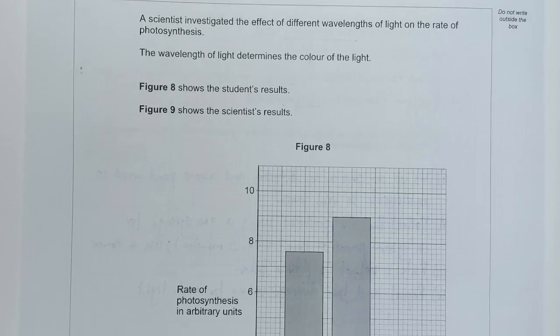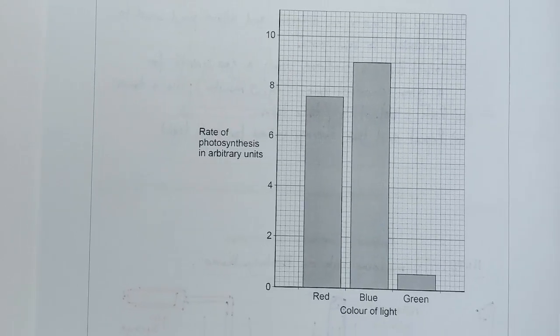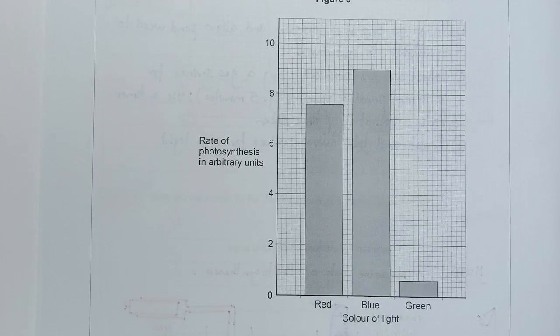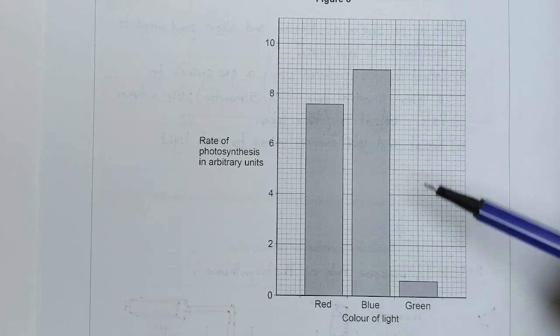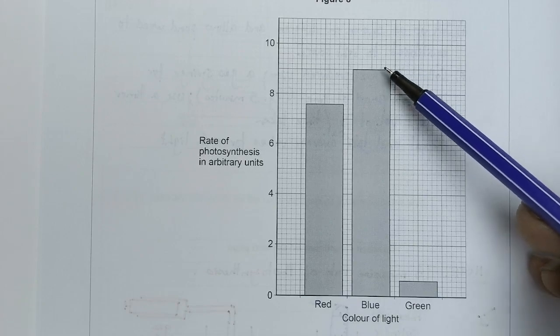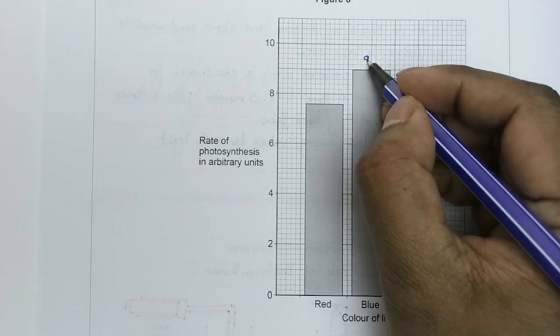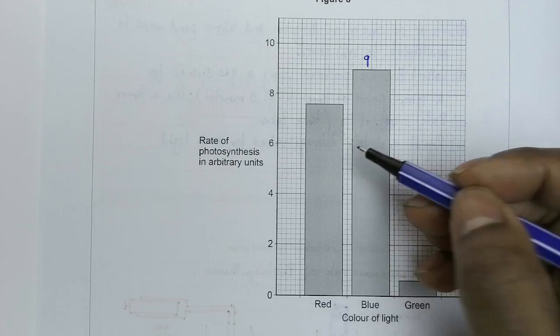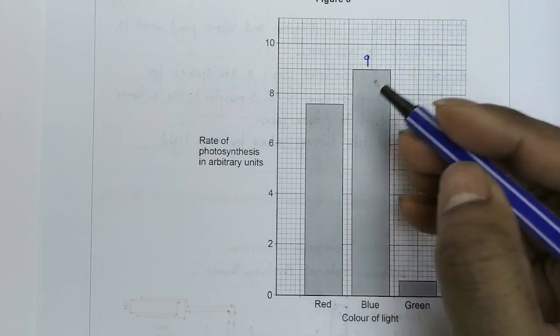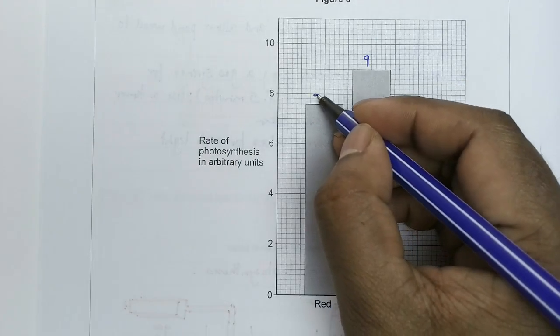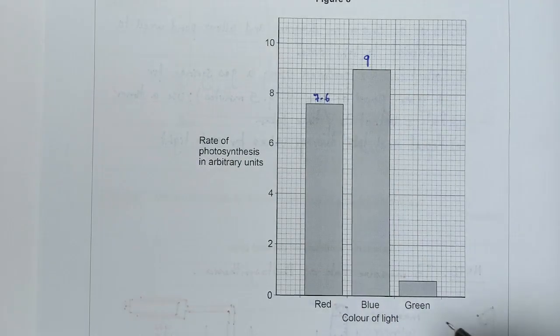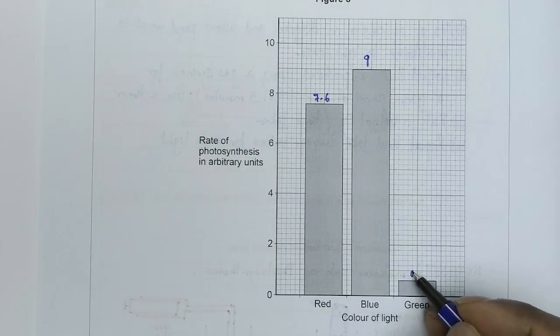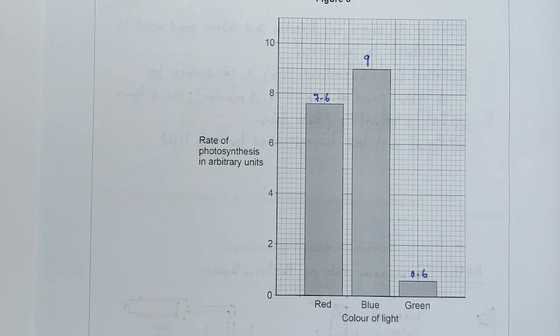So the first is a bar graph where you have the rate of photosynthesis. You've got red, blue and green. You can clearly see with blue light, the rate of photosynthesis is the highest, which is about 9. And for red, it's about 7.6. And for green, it's 0.6. So let's have a look at the scientist's results.